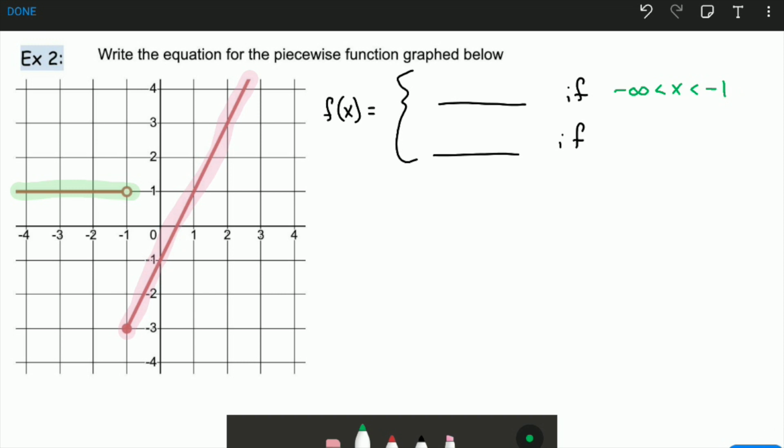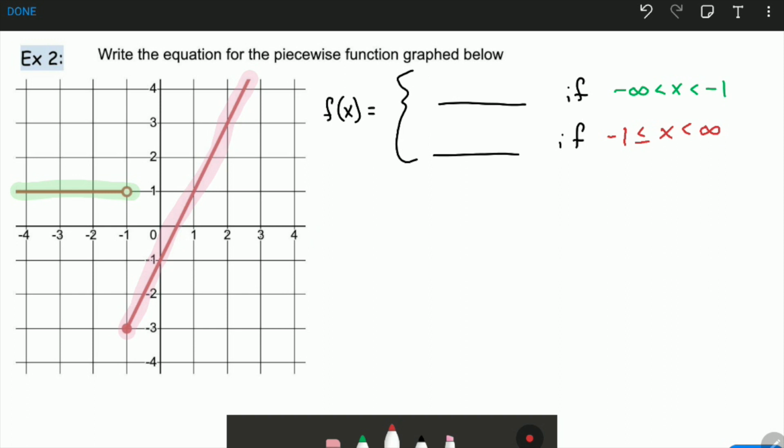For the second piece, our graph is starting right here at the x value of -1. It is a solid dot there, so less than or equal to x. And then it runs off the side, so we're going to be assuming it keeps going and going and going all the way to infinity, since we're on the positive x side now.